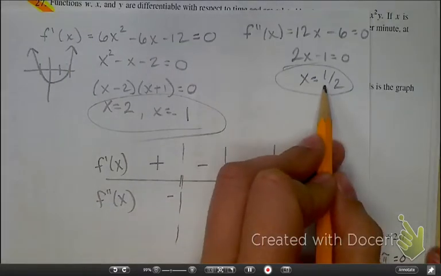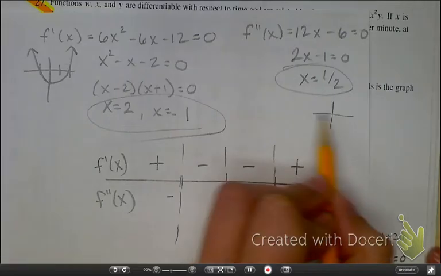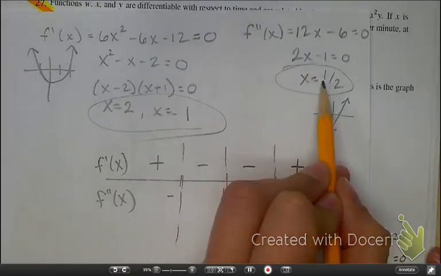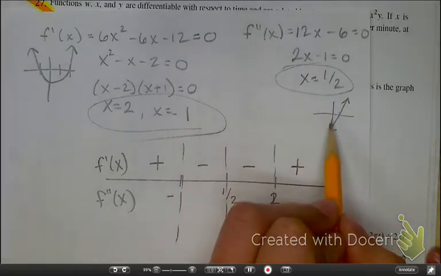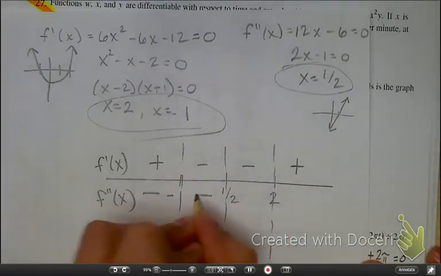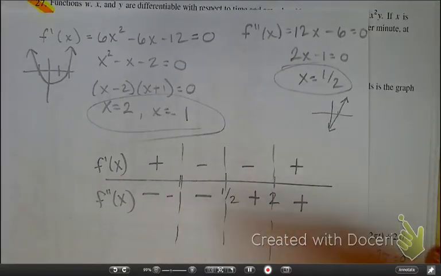And then with the second derivative, this is a straight line with an x-intercept of 1/2 and it has a positive orientation, so it looks like this. When x is less than 1/2, the values are negative. When x is greater than 1/2, the values are positive. So we have negative values, positive values, positive values.